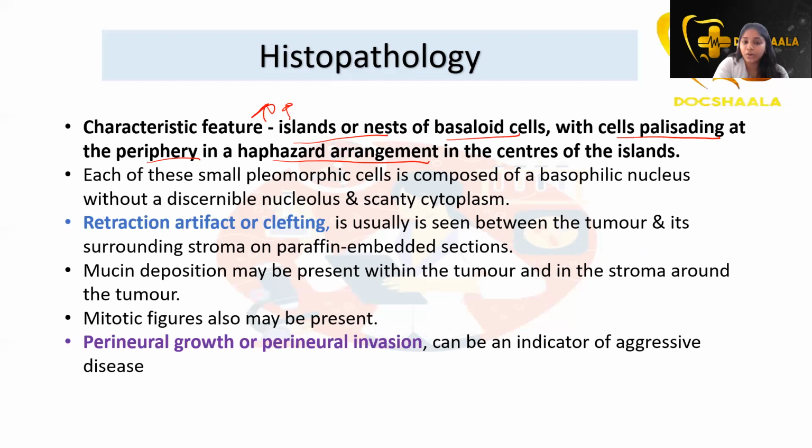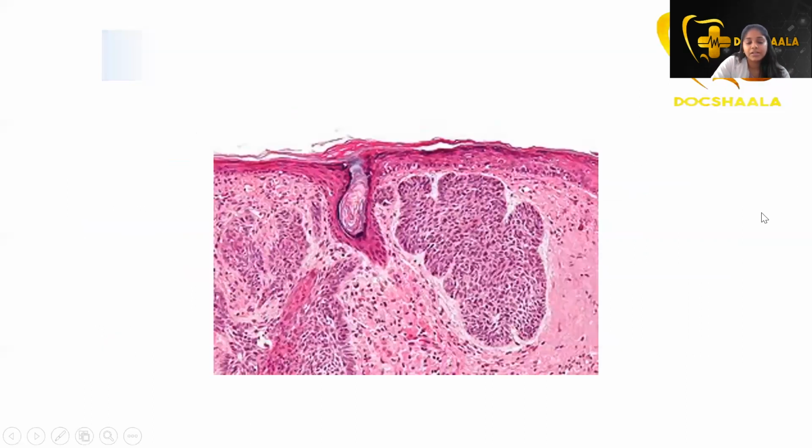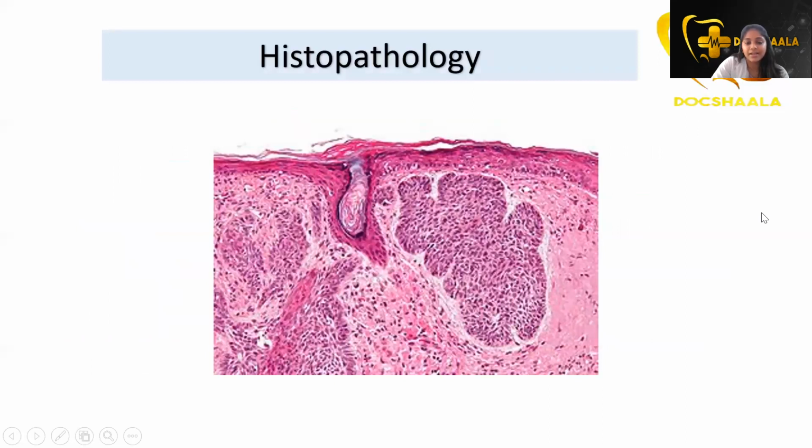So each of these small pleomorphic cells is composed of a basophilic nucleus without discernible nucleolus or scanty cytoplasm. And retraction artifact or clefting is seen between the tumor and its surrounding stroma on paraffin embedded sections. Okay, mucin deposition may be present within the tumor and in the stroma surrounding the tumor. Mitotic figures may also be present. Perineural growth or perineural invasion can be an indicator of aggressive disease. Okay, so this is how a typical basal cell carcinoma occurs.